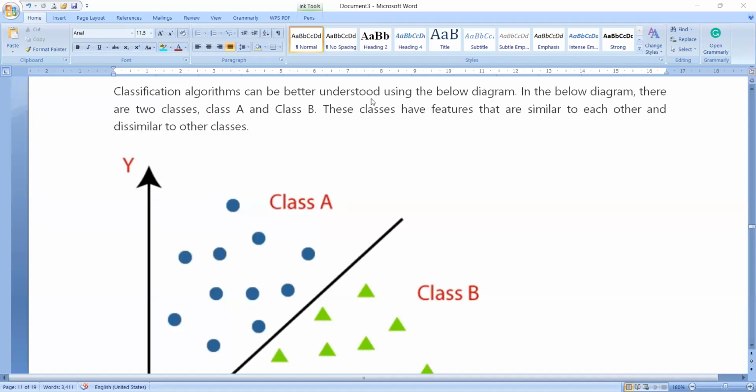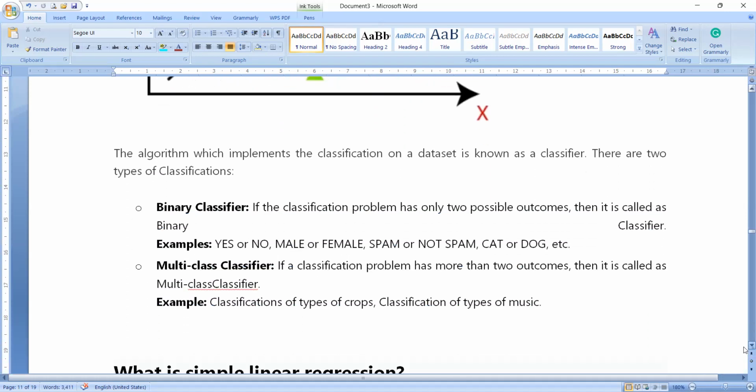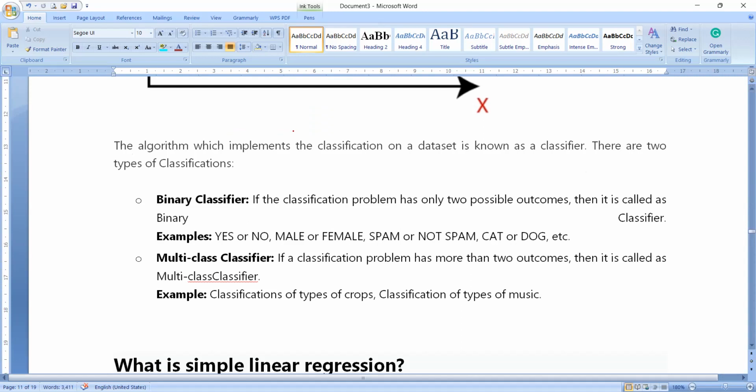Classification algorithms can be understood using the diagram below. Here in the diagram, there are two classes, class A and class B. These classes have features that are similar to each other and dissimilar to the other class. Means the similar features will be on one side and dissimilar features on the other side. All similar features of objects come under class A, and the other, not similar ones, go to the other class, and that is classification. The algorithm which implements the classification on a data set is known as a classifier.